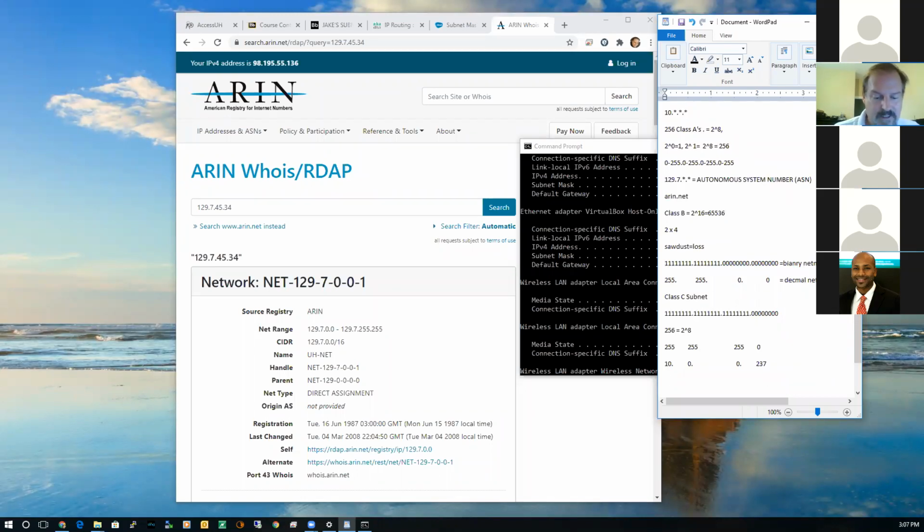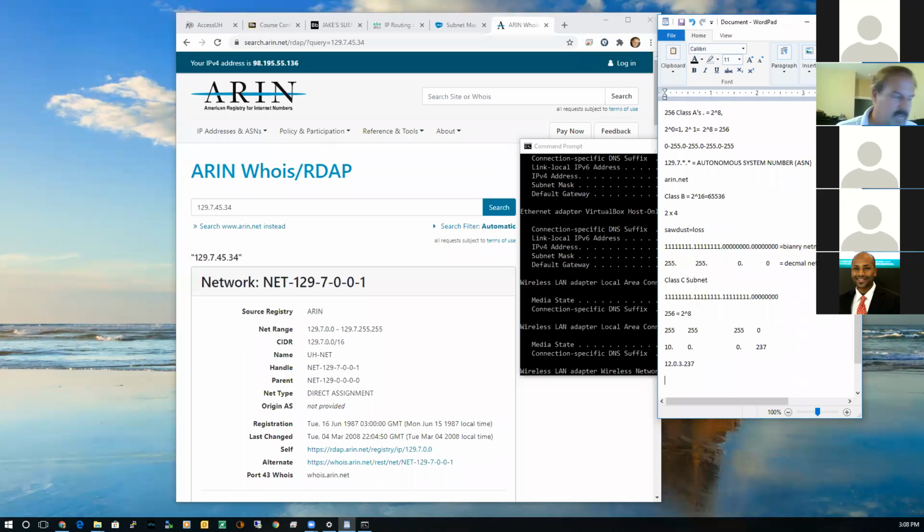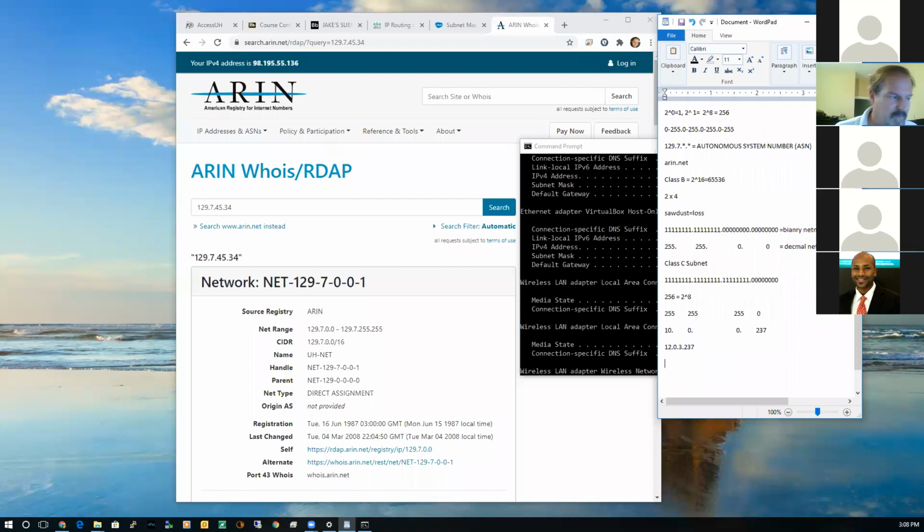If I gave you the address of 12.0.3.237, or actually, let me give you an even harder one, 10.0.1.237. Is that number on your local network? It looks very similar, but it's not, because that 3rd octet was a 1, and based on your subnet mask, you said, oh, this cannot vary.